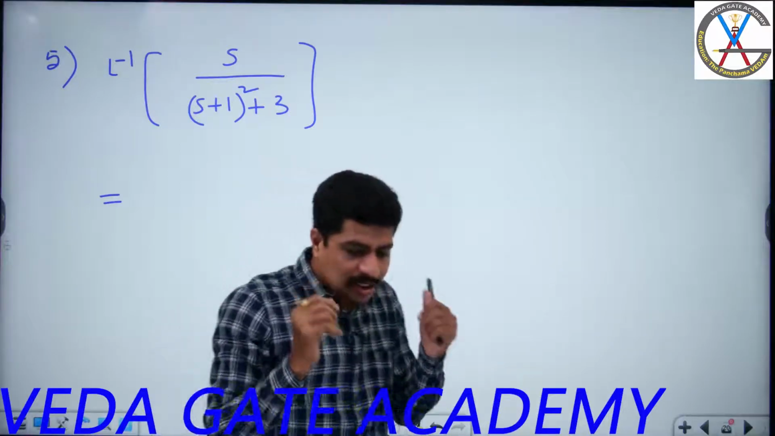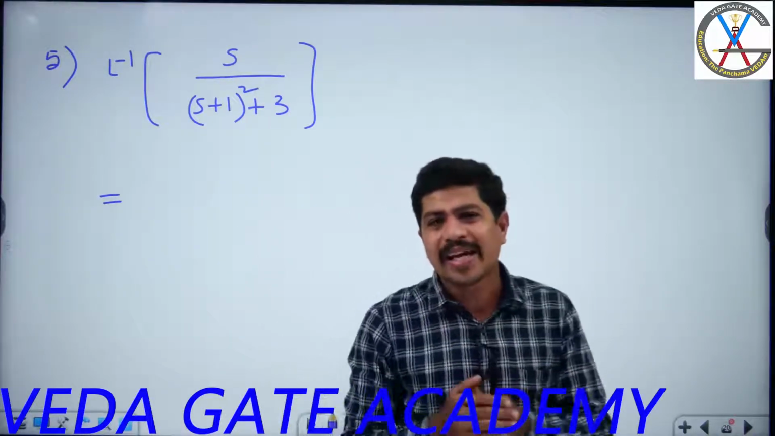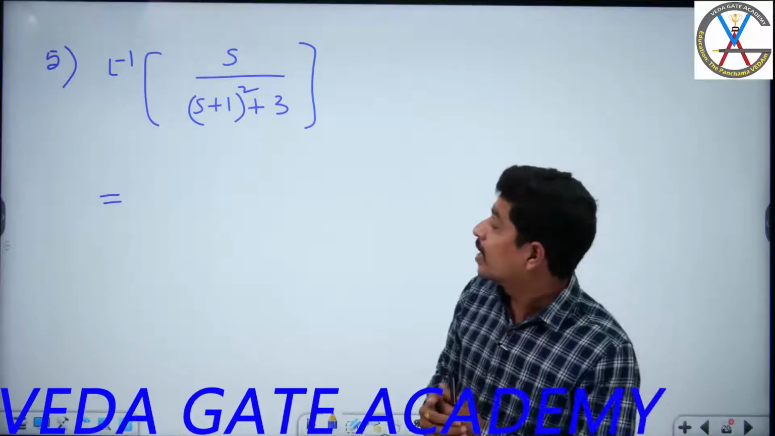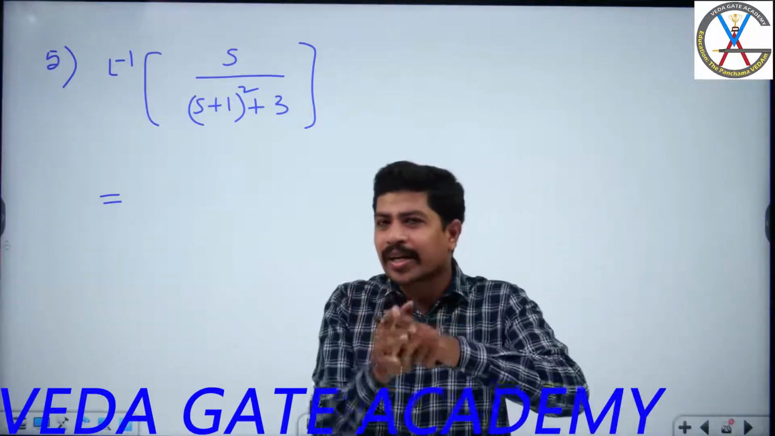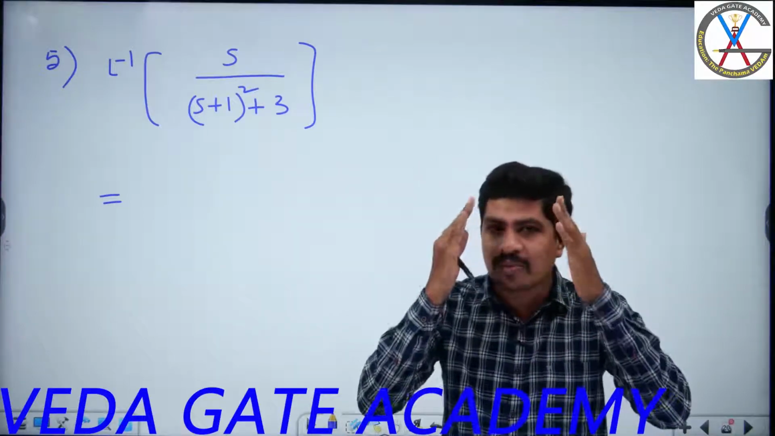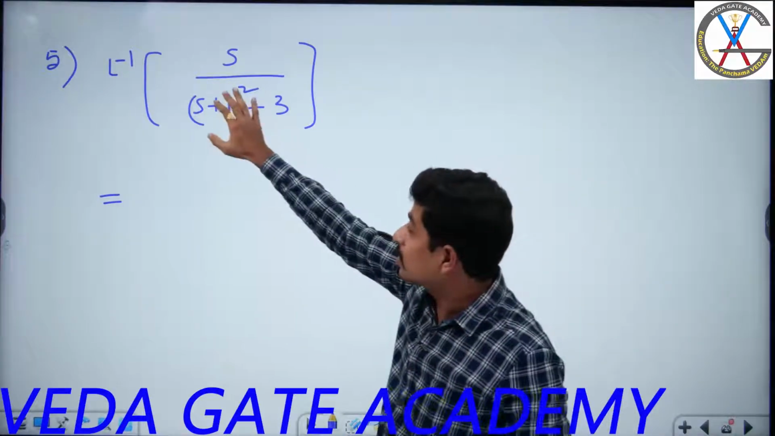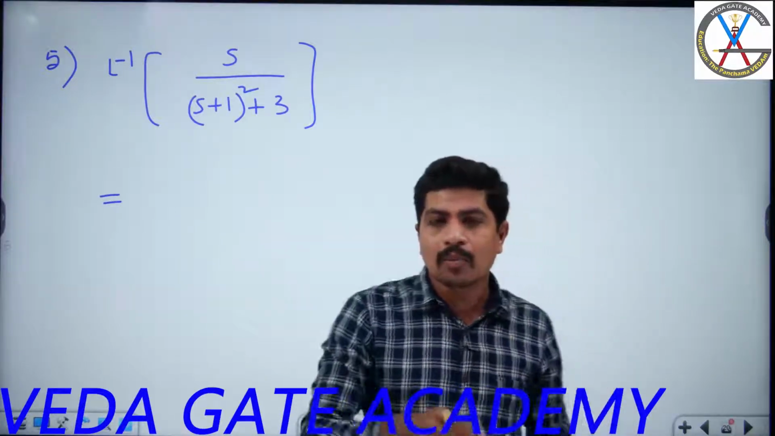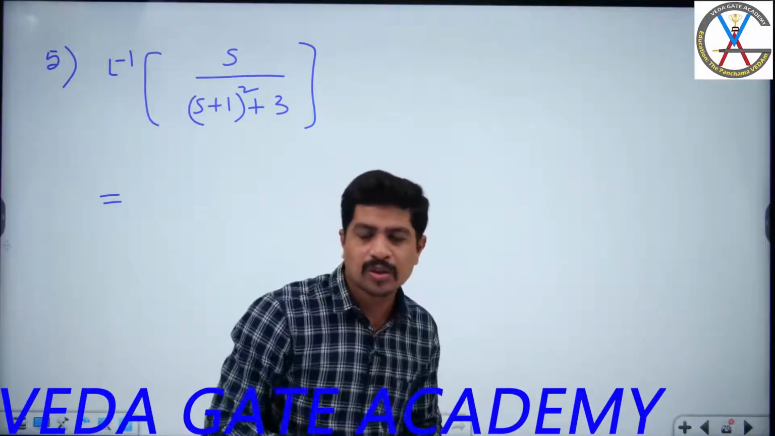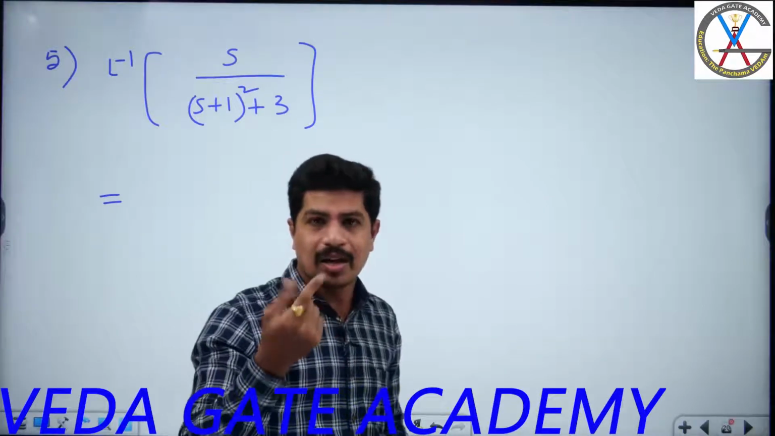Some people ask me, sir, how to get the idea easily? The only point behind getting the idea is we have some standard forms. Convert the given signal into the standard, then the answer will be very easy. I told you, not more than 2 steps: simplification is 1 step, answer is another step.